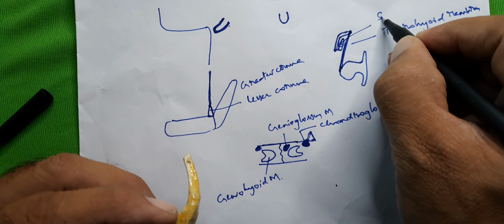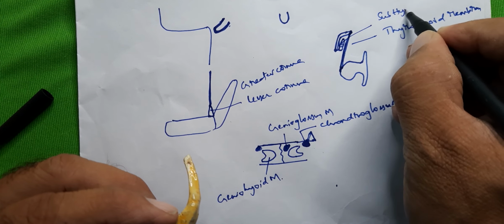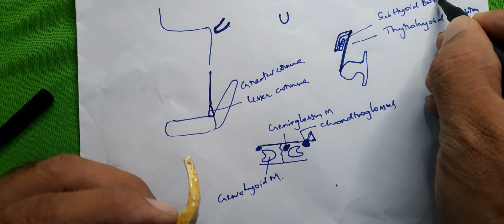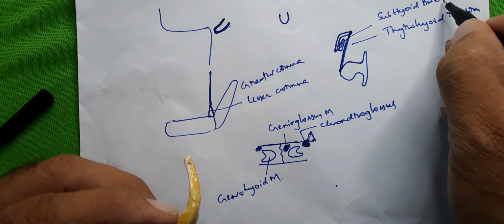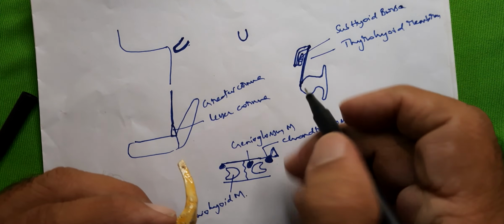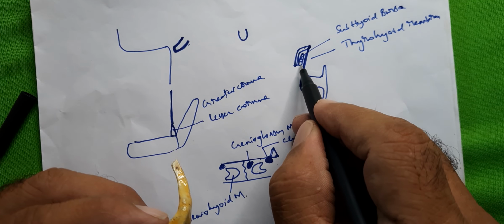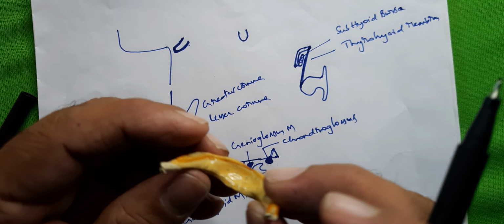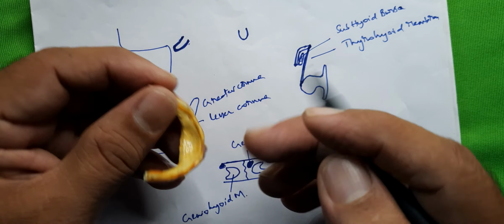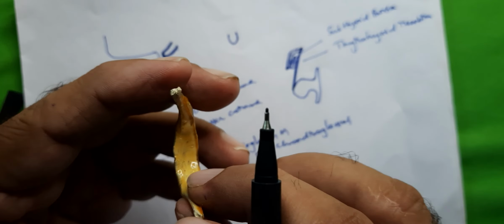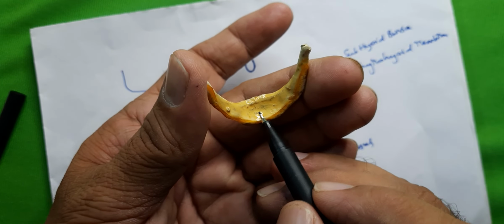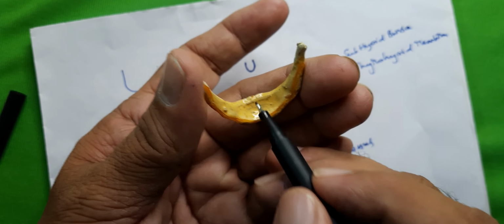This is the subhyoid bursa. Bursa is a mucus lined pouch having some synovial fluid, and it acts as a shock absorber here. So this is a subhyoid bursa. For the subhyoid bursa, there is a depression also present here. You can see on the back side, you will see a depression in the center. Here this is the depression and this is the upper border.